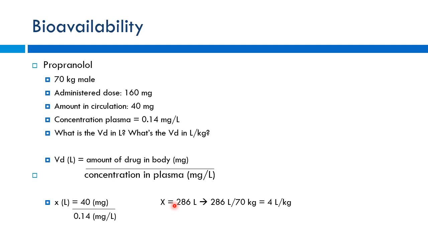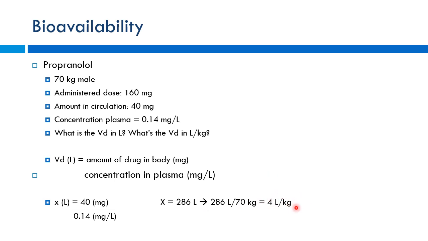Now remember that whenever you're comparing volume distribution, say between patients or between drugs, you typically want to take the patient's weight out of the equation, right? So I can take that 286 liters and divide it by 70 kilograms, which is what the patient weighs, and get a value of 4 liters per kilogram.